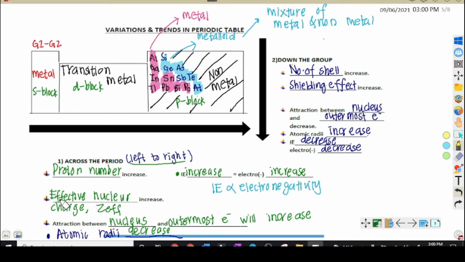So we have come to two terms that we are not familiar with, which are the effective nuclear charge, Zeff, and the shielding effect. When mentioning the trend across the period, you must mention the Zeff. For the trend down the group, you must mention the shielding effect. I'm going to explain both in the next pages.